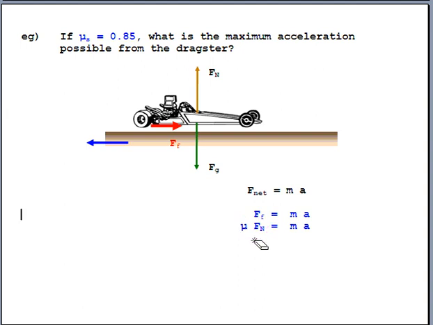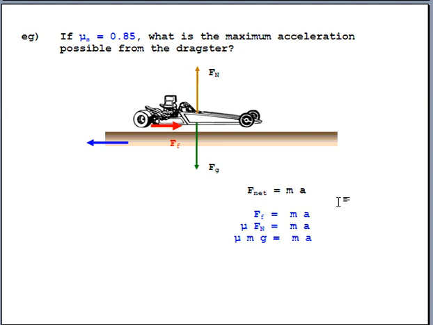Well, we are, because they said, can you make this dragster go with the best acceleration possible? So this equation will give you the best friction force you can get doing static friction. So, okay, it is fair. Now, how do I keep going with this question?